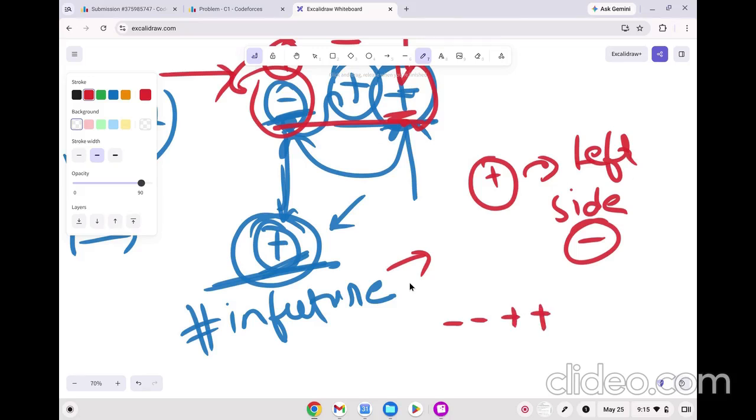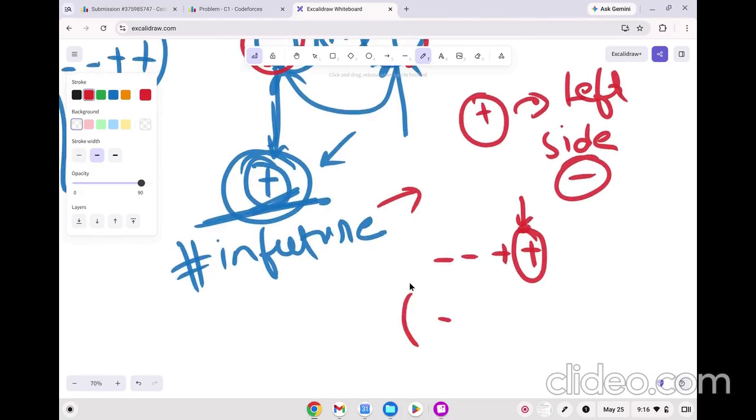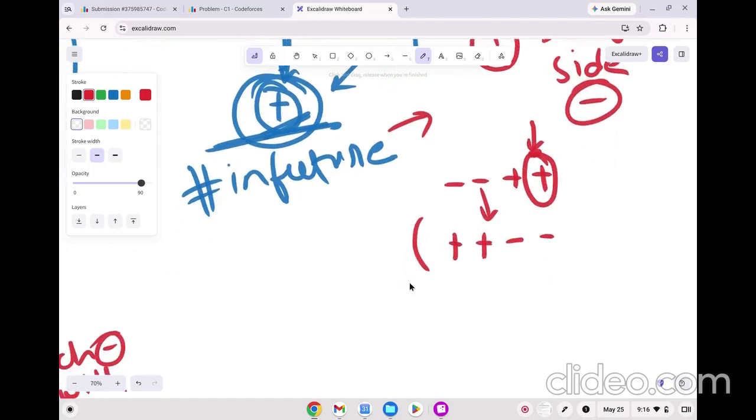Now I have given you the first claim that you need to convert this plus into a minus, right? So this plus would convert the array into something like plus plus minus minus, right? Now my second claim comes here.